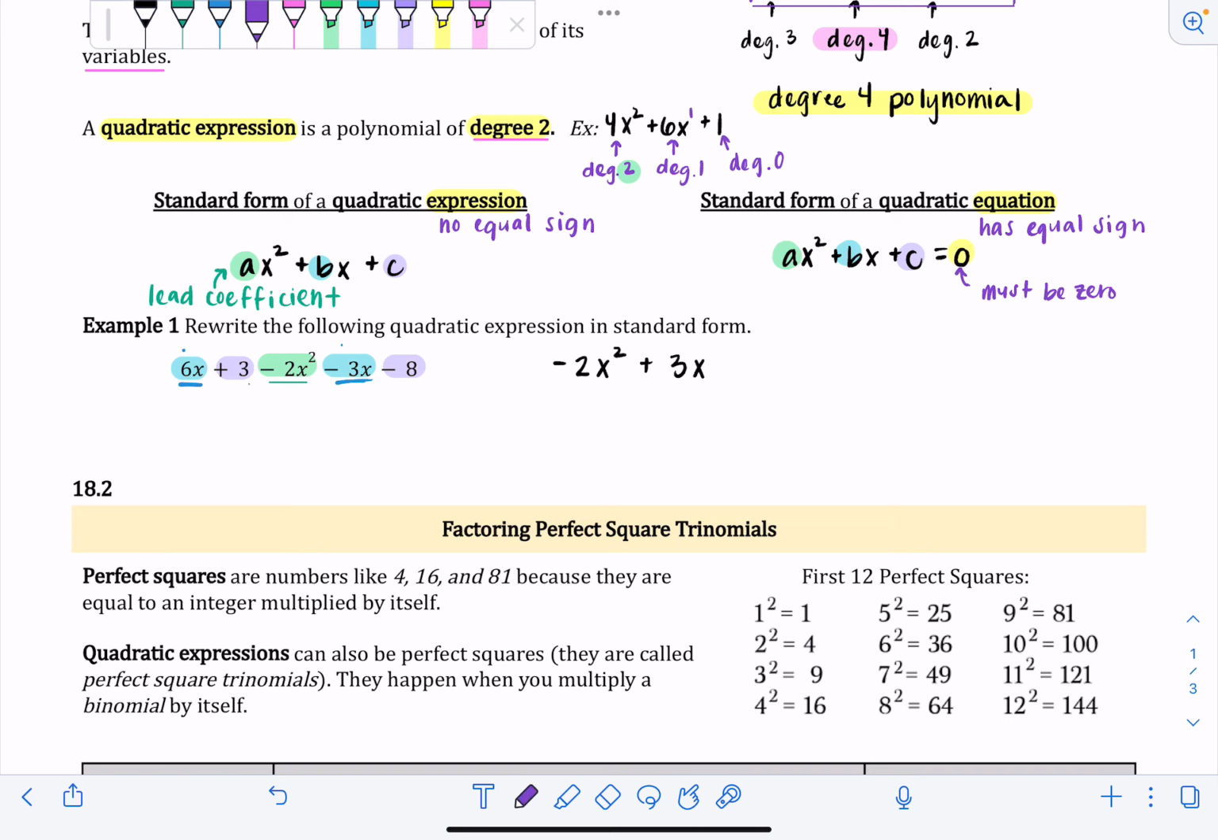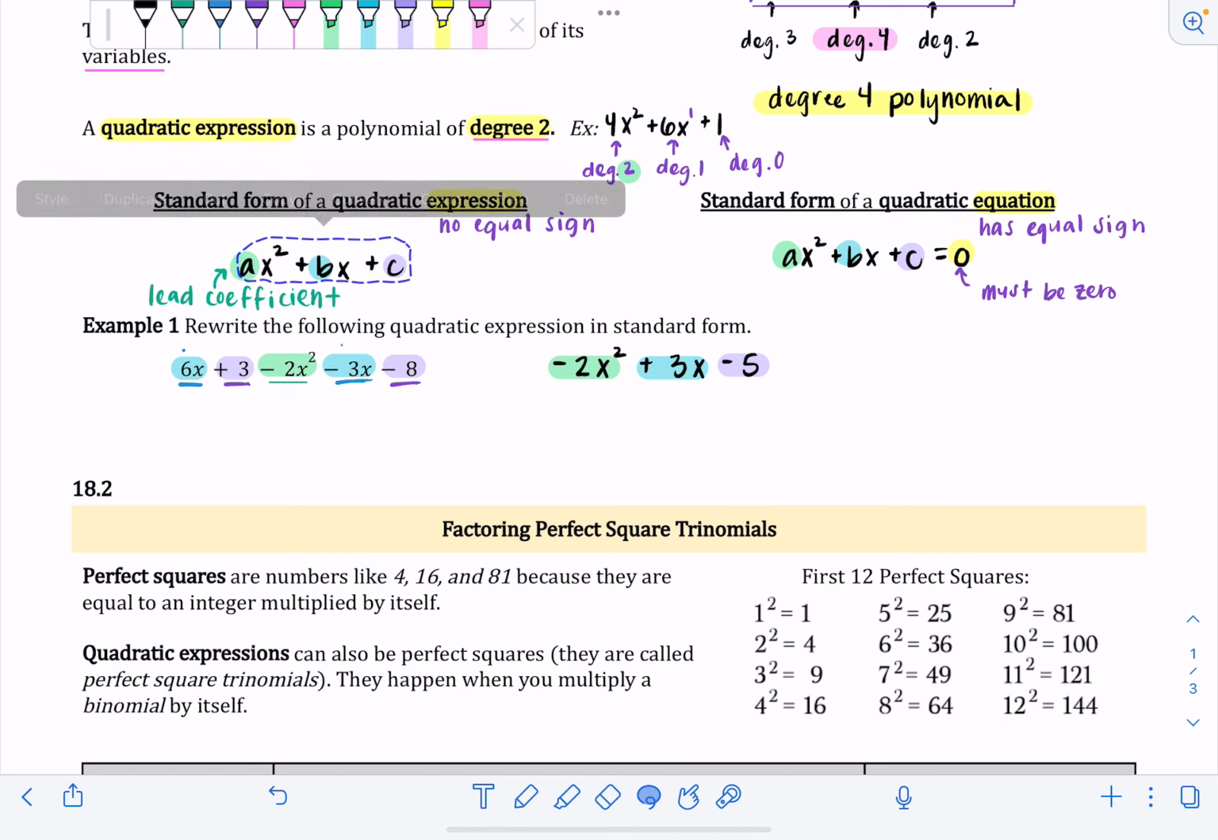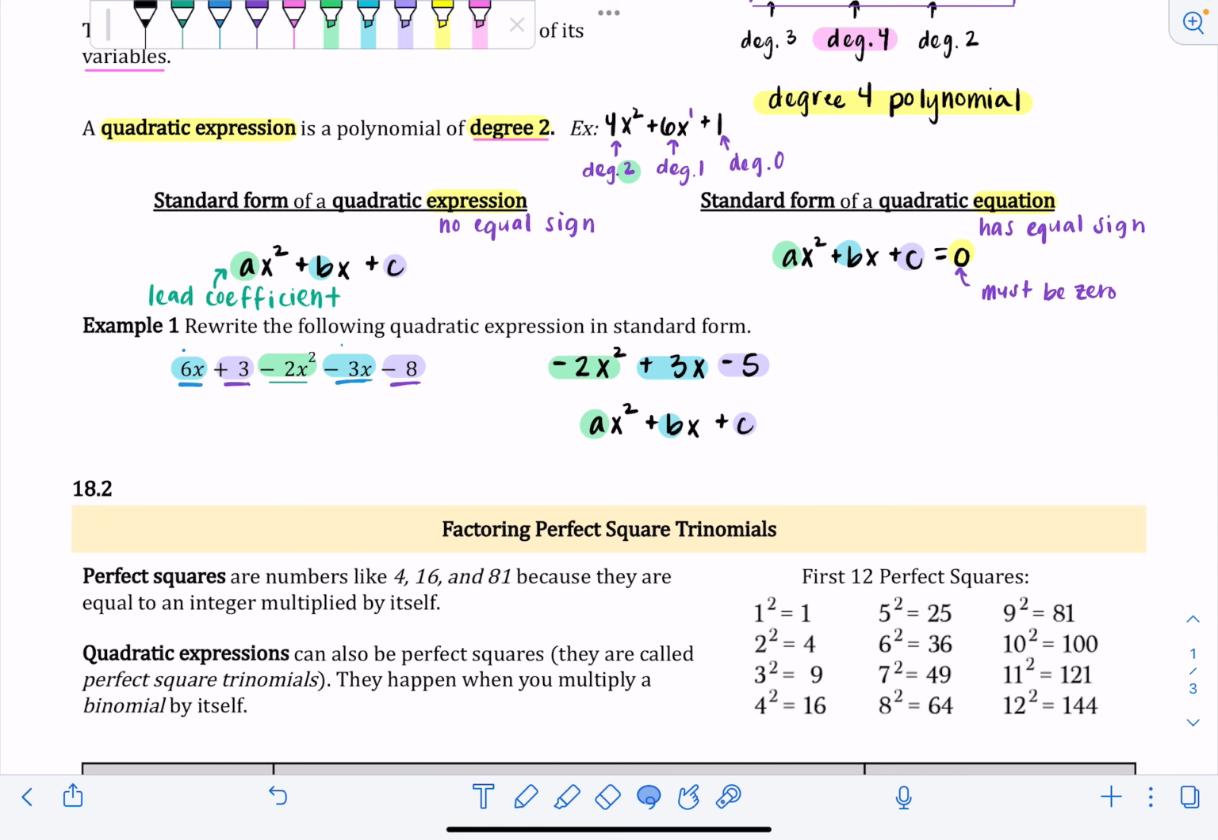And then next my constants. 3 and negative 8, or 3 minus 8, is negative 5. So I have my negative 2x squared. I combine the 6x and the minus 3x into a positive 3x. And then 3 and negative 8 together into negative 5. And then just to kind of compare, I'm going to copy this formula down right below it so we can see how they're in the exact same order. So we have a number in front of x squared first, number in front of x second, and then our constant third to finish it off.